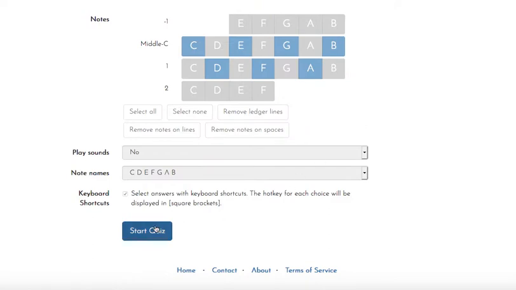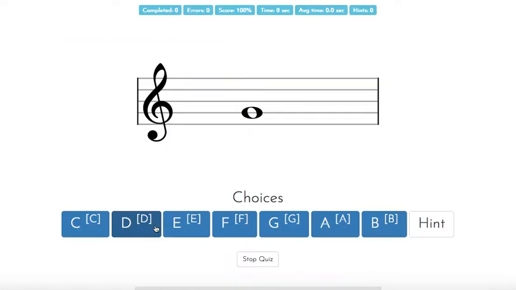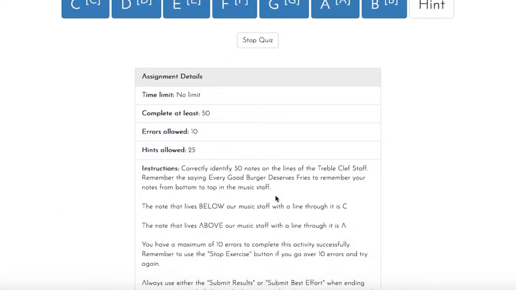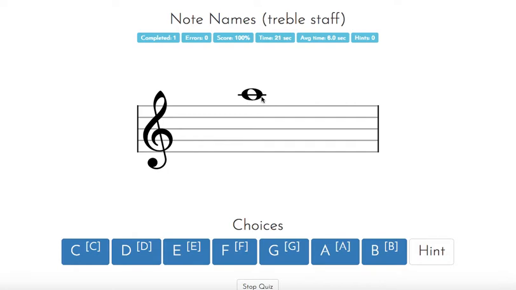Now, as we start our activity here, remember that you can use your keyboard to answer your questions here. So I can hit the G key, and then, aha, right away we got one of our notes that lives above our music staff. If you looked and read your instructions, I said that the note that lives above our music staff with a line through it is an A. It lives above our music staff. It has a line through it. It is an A. So I can click down here to answer that question.